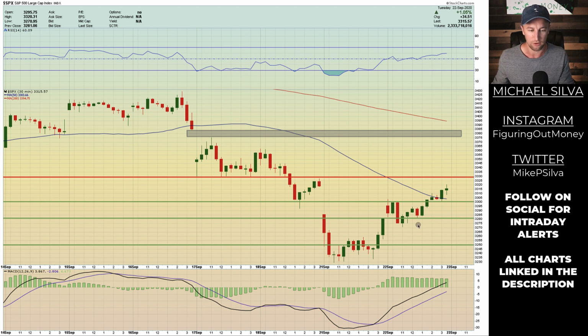So if you want to pull this chart up, the link is going to be in the description, and you could kind of see these levels, 3250, 3280, 3300 is a big level as well. Clearly the bulls have some work to do to reset where they're kind of heading and reset this trend. So we will watch this one as well.